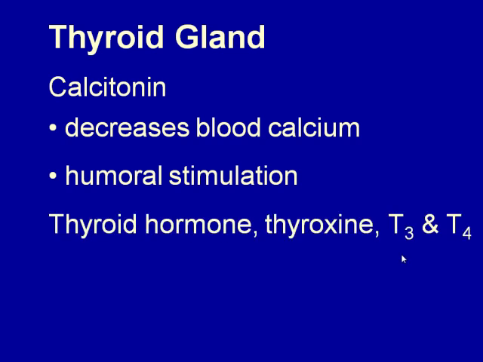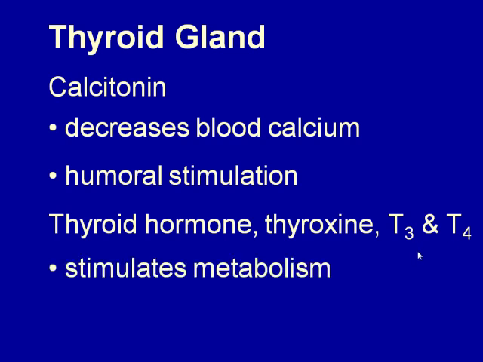The other hormones produced by the thyroid gland are thyroxin, or T3 and T4. These are your metabolic hormones. They stimulate metabolism. Thyroxin, T3 and T4, need iodine. So this is why you need a little bit of iodine in your diet.